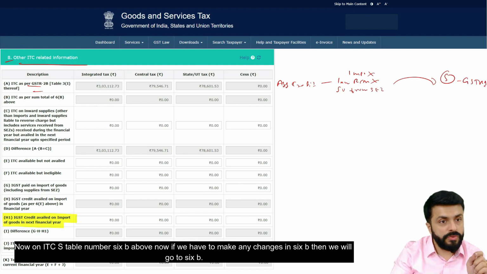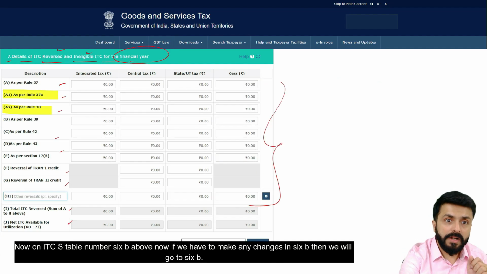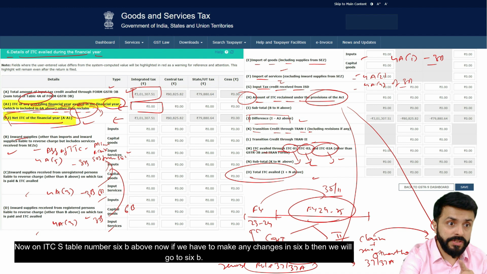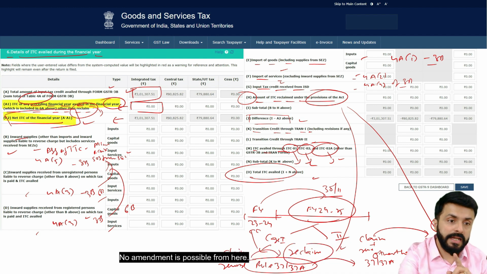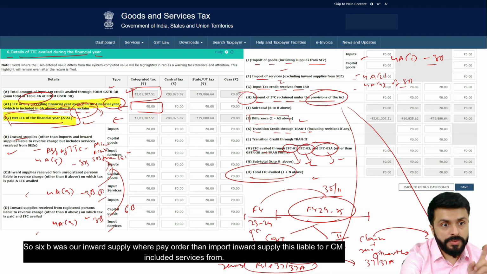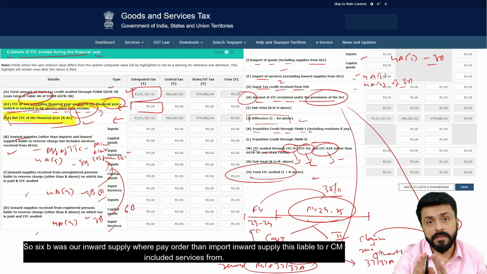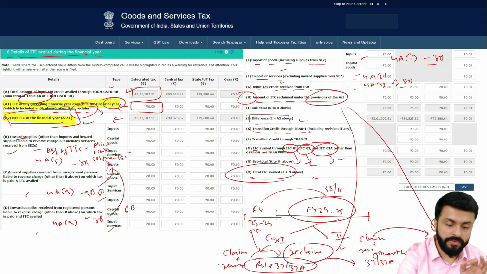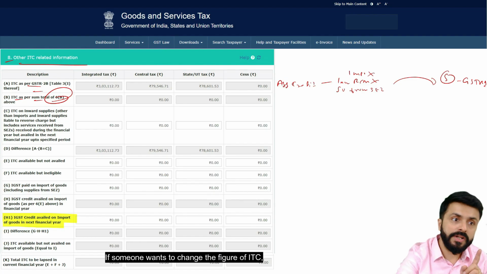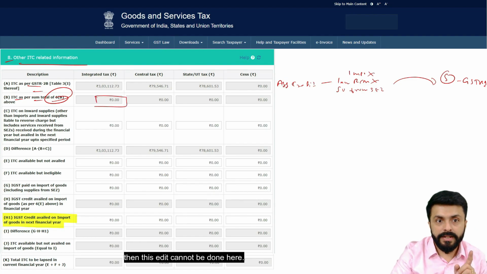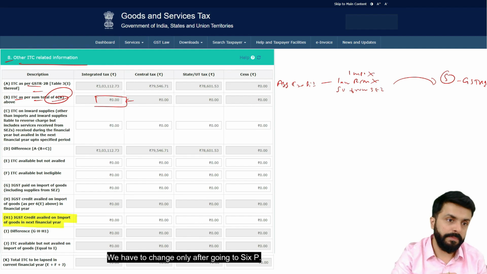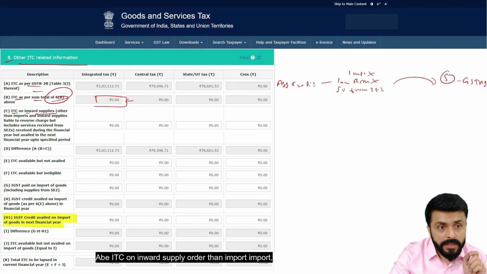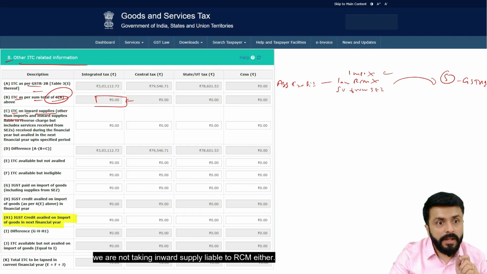Now ITC as per table number 6B above. If we have to make any changes in 6B, then we will go to 6B. No amendment is possible from here. So 6B was our inward supply other than import, inward supply liable to RCM, including services from SEZ. If someone wants to change the figure of ITC, then this edit cannot be done here. We have to change only after going to 6B. ITC on inward supply other than import. We are not taking inward supply liable to RCM either.